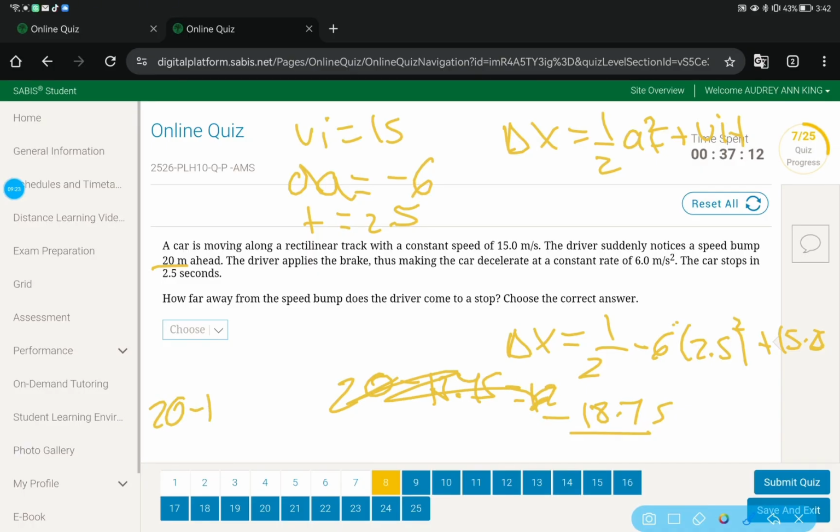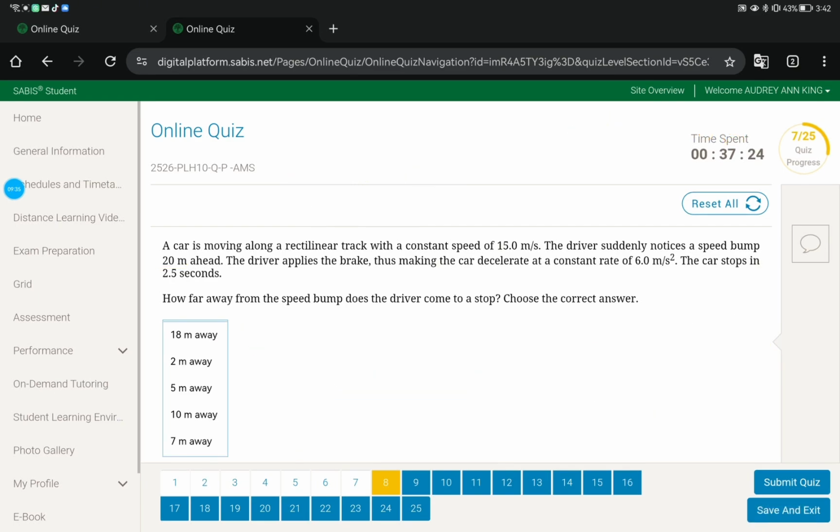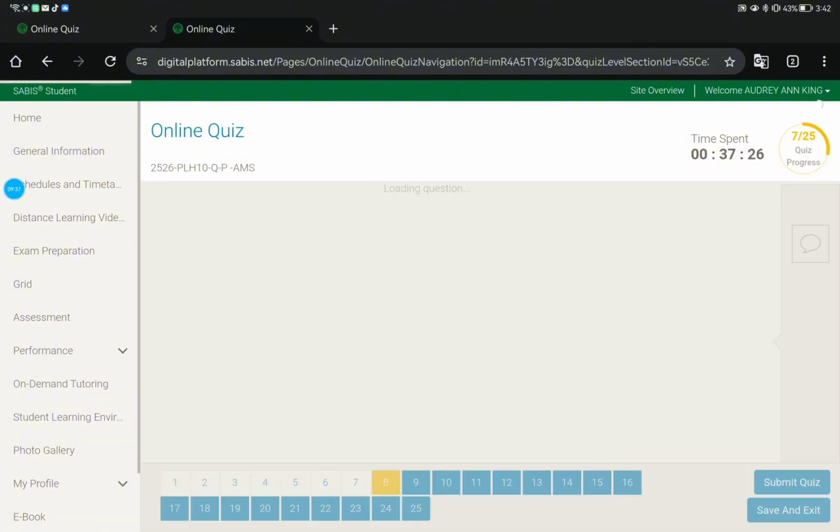Let's try that. So you get 1.25, and to the nearest option we have is 2 meters. So 2 meters away.